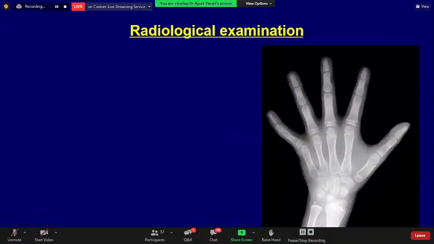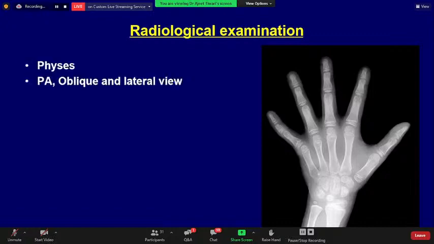Radiological examination is very important, because there is a lot of black and white you can see in the fingers. You should be very much aware whether the epiphysis is fused or not, and where the position of the physis is. All the phalanges have the physis present at the base, and all the metacarpals have the physis at the head, except the first metacarpal, where the physis is at the base. The other thing is to always do the PA, oblique and lateral views of the hand.